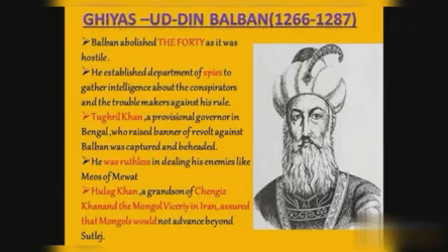After Razia, three weak rulers in succession ascended the throne before Ghiyasuddin Balban. Ghiyasuddin Balban ruled from 1266 to 1287. Balban abolished the Chahalgani as it was hostile to him. He established a department of spies to gather intelligence about the conspirators and troublemakers against his rule.